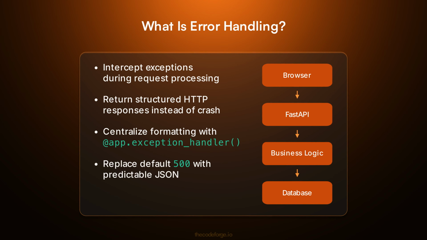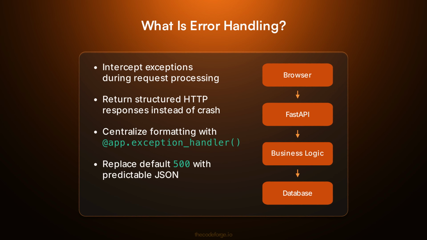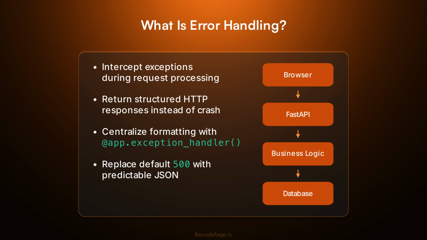FastAPI error handling is the mechanism for intercepting exceptions and returning structured HTTP responses. Instead of wrapping every route in try-except, you register declarative handlers that receive the exception and return a JSON response.